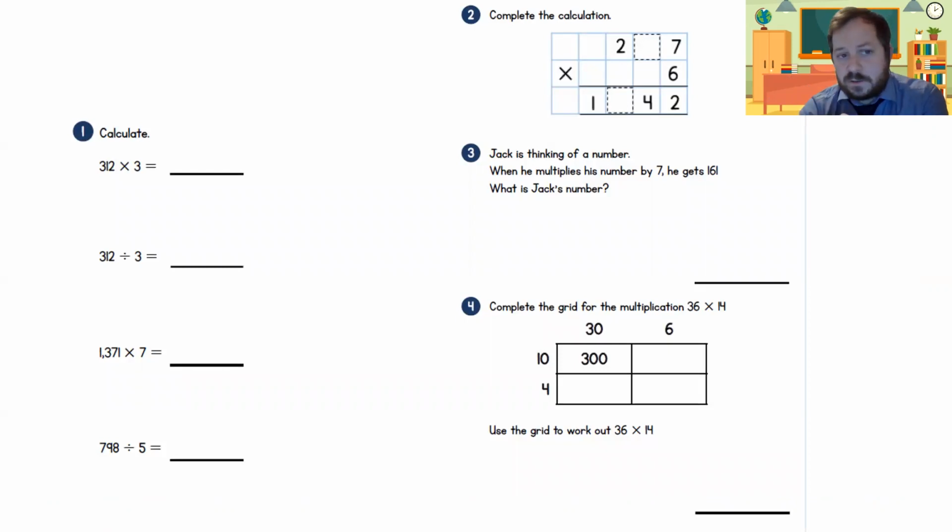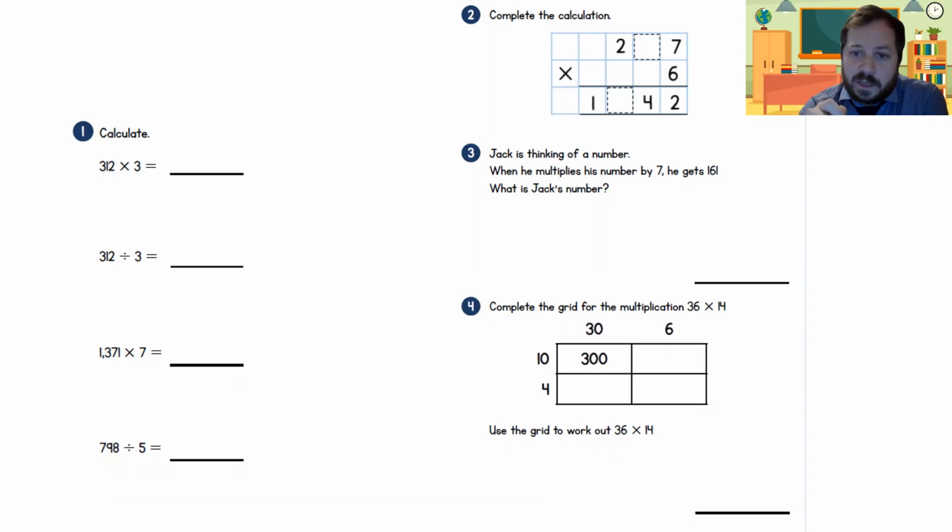312 times 3, 312 divided by 3, 1,371 times 7, and 798 divided by 5. So you can use any method you like to answer these, just do your best. Then we've got another calculation over here, and this is a missing number calculation, so you're just trying to find the two numbers that are missing from it.